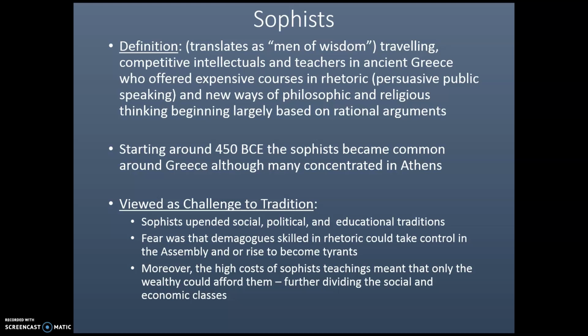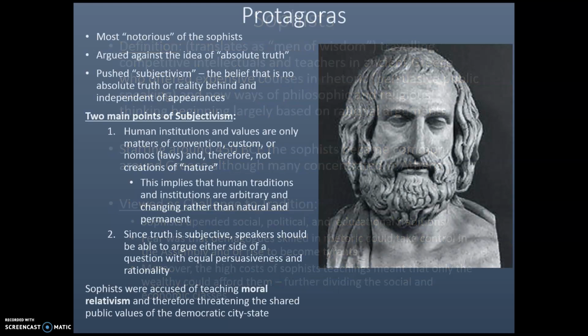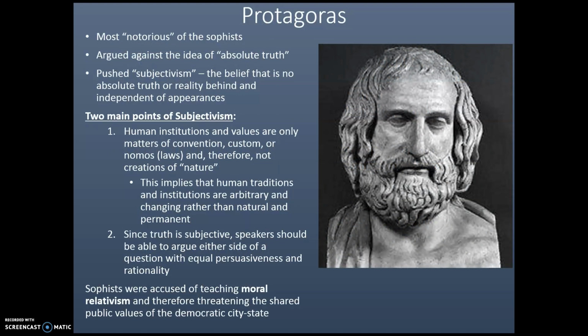So the other thing here, this also creates more of a division within the classes. Only the richest could pay for the high cost of sophists, and only the wealthy can afford them. So you have yet more and more dividing of the social and economic classes here. These are very, very important changes, these for the sophists. One of these was Protagoras. This was one of the most notorious, they said. Why? Because he challenged most traditions and views.